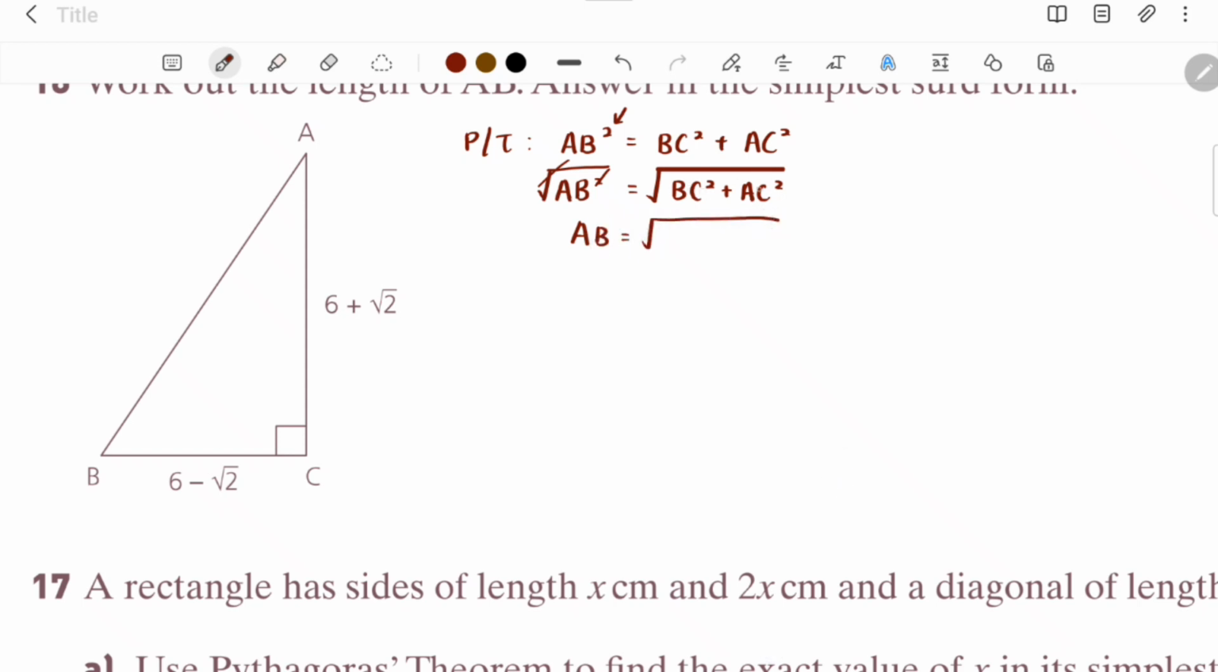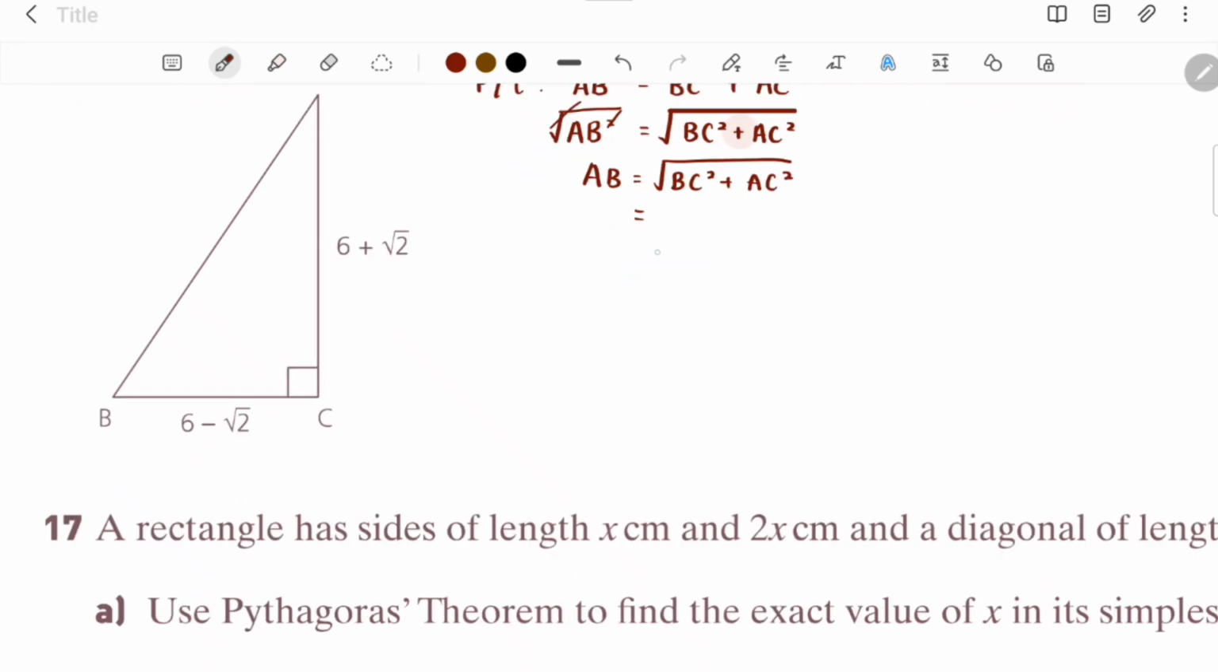Why can't this one be cancelled also? Because here got plus sign. If there's plus sign, you don't know the exact value yet, so you still have to remain it. Okay, so we already know that this one is the formula to find AB. But we have to substitute the AC and BC into this formula.